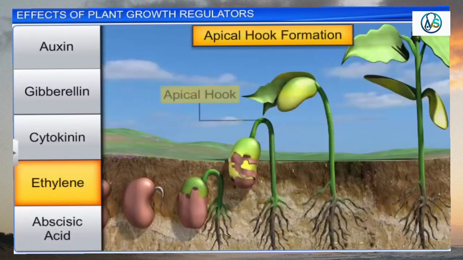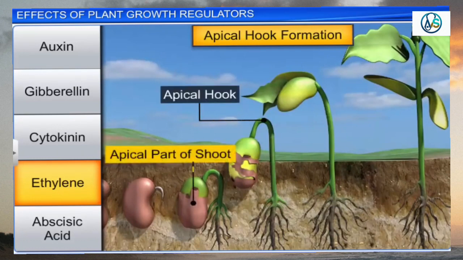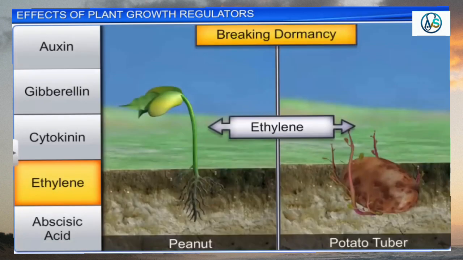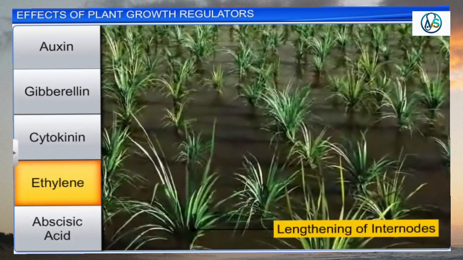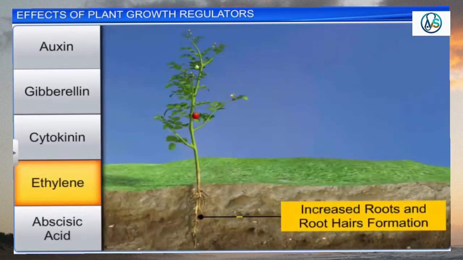It also promotes the apical hook formation in dicot seeds to protect the apical part of the shoot that emerges during germination. It breaks seed and bud dormancy and is hence used to enhance the germination of peanut seeds and potato tubers. It also aids in the lengthening of internodes in rice plants, thus protecting the shoot from getting submerged in water. It also promotes root and root hair formation, thus helping the plants increase their absorption surface.